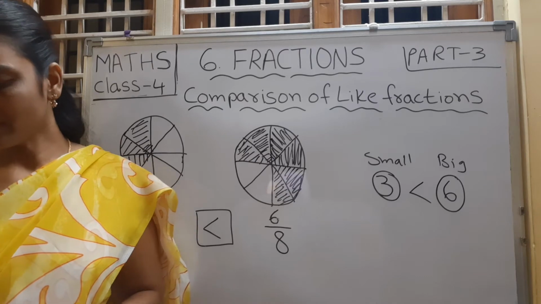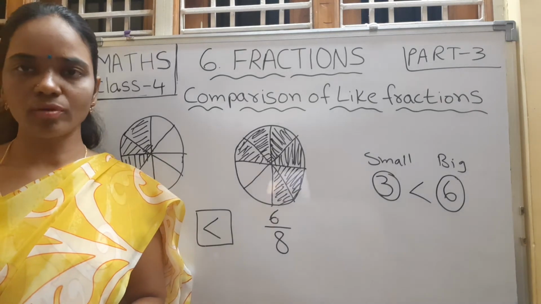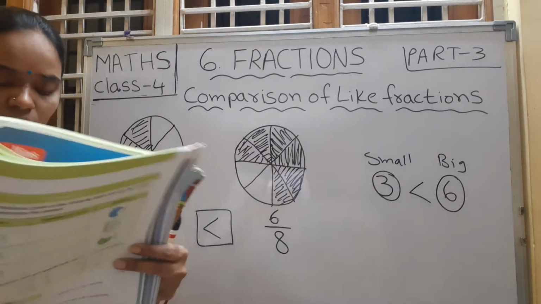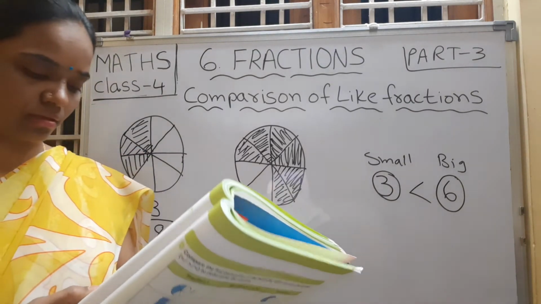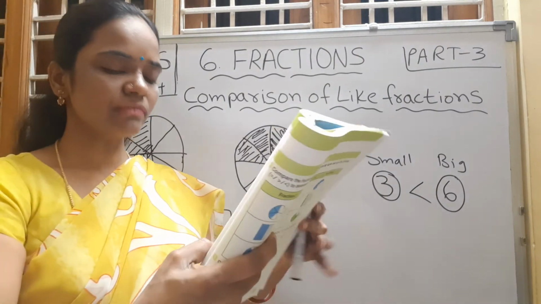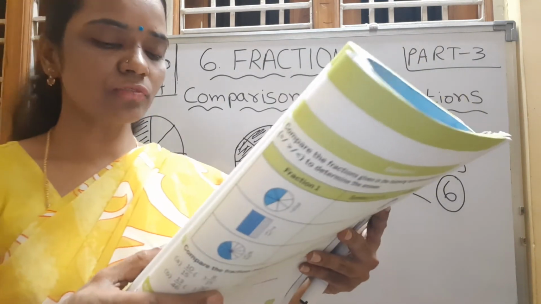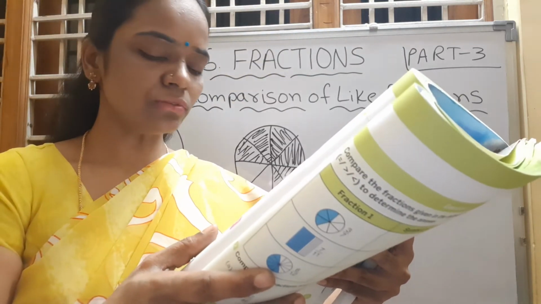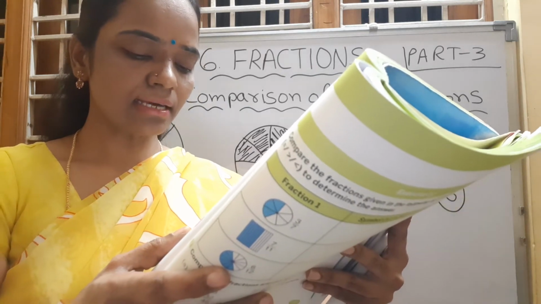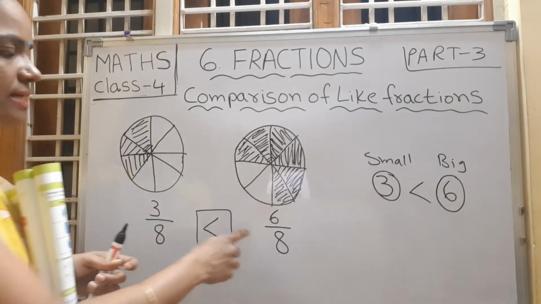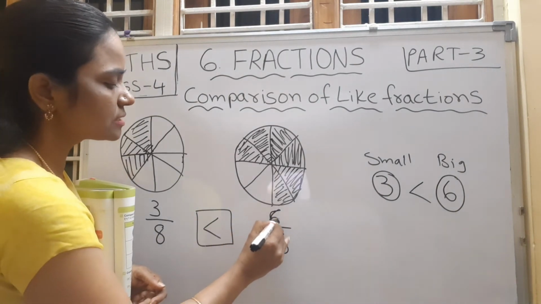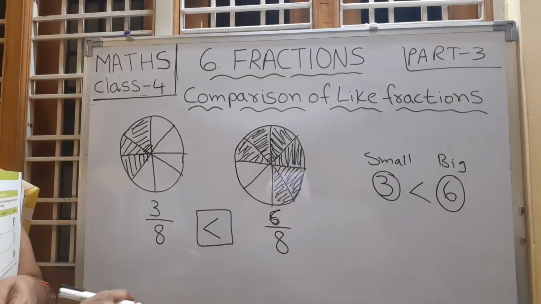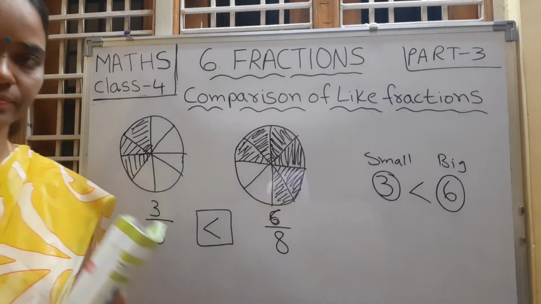Next I want to take you through exercise problems from our textbook. So here one note is given from your textbook. If the denominator of two fractions is the same, then the fraction having a greater value in the numerator is greater than the other fraction. So here which fraction has the greater value? 6 by 8 has the greater value. So 6 by 8 is bigger and 3 by 8 is smaller. So 3 by 8 is less than 6 by 8.